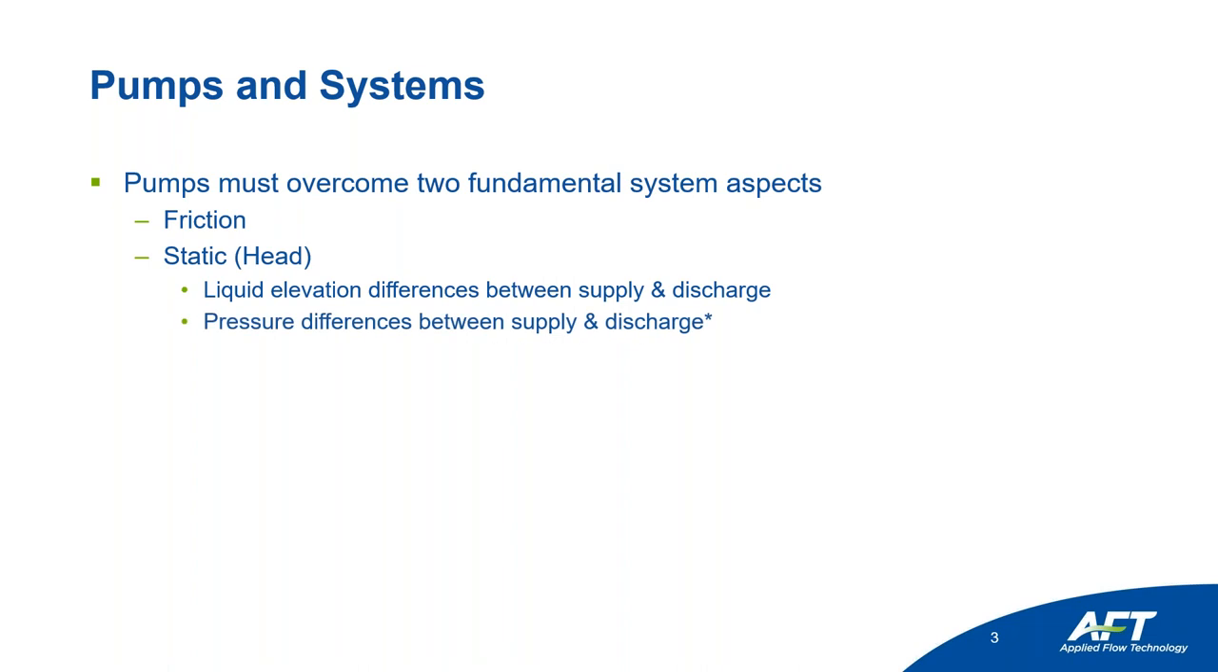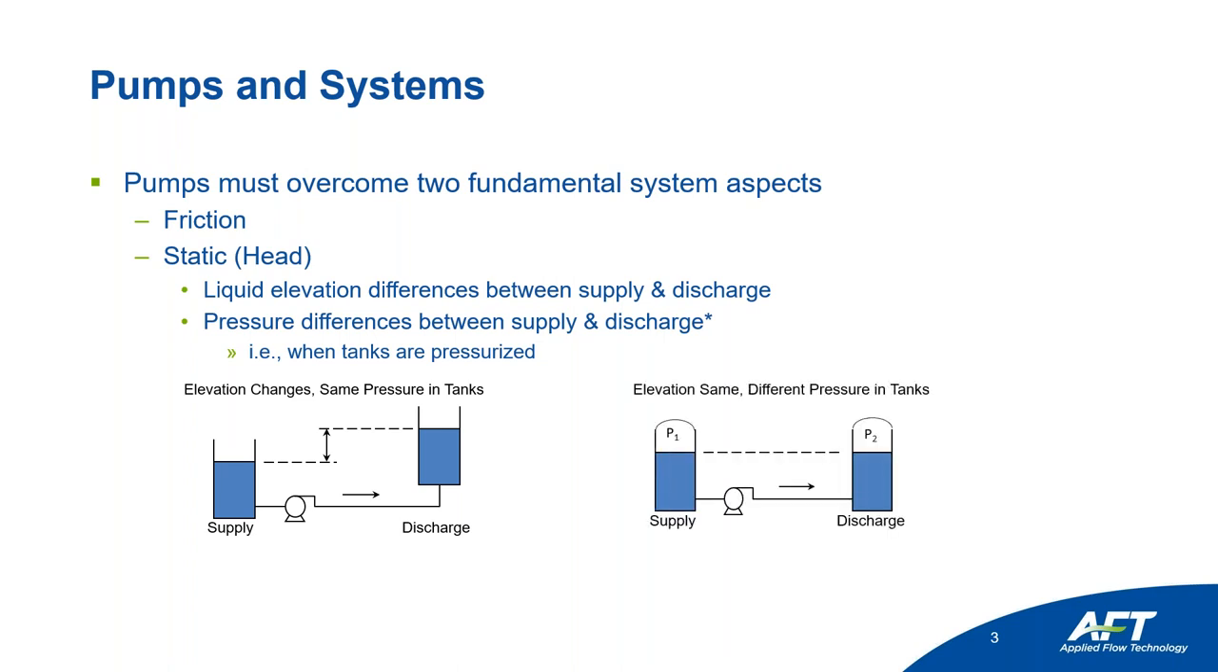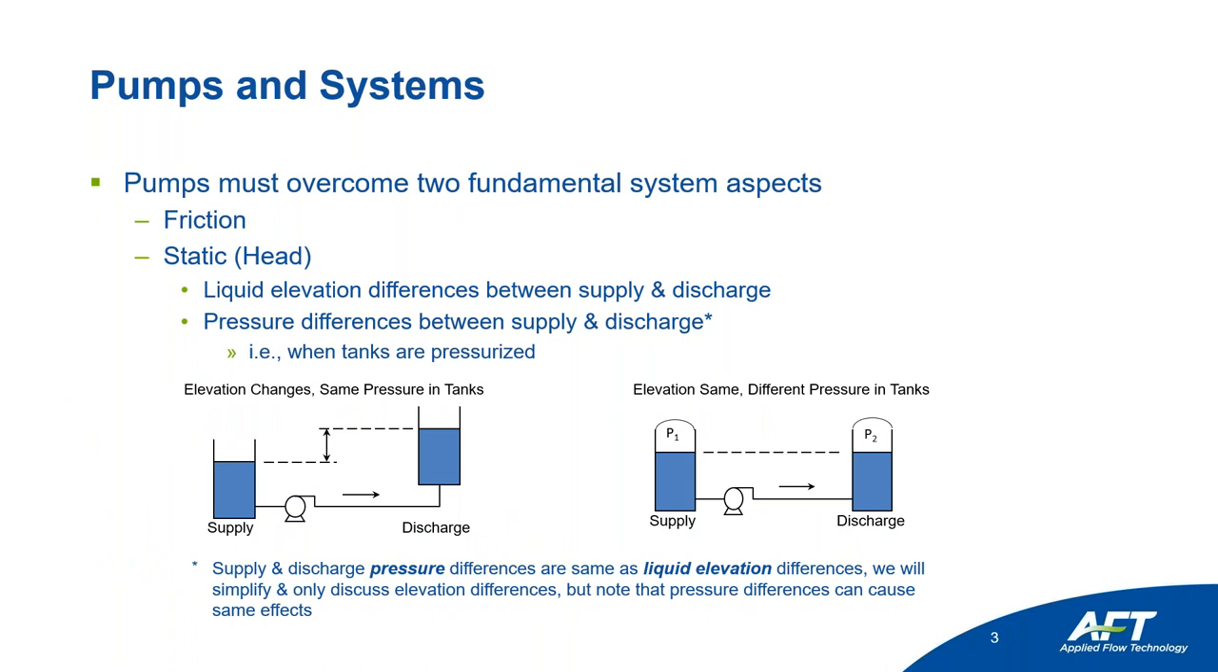You can also have static head by simply having pressure differences between the supply and discharge boundaries in your piping system. An example is if you have pressurized tanks where they both have the same liquid level, but one is at a higher pressure than the other. That's another way that you can have a static head value, even though the elevations would be the same. So this is one way to quantify the static head, the difference in elevation. And the other way is where you have different pressures. Both of those will cause the same impact on your static head.